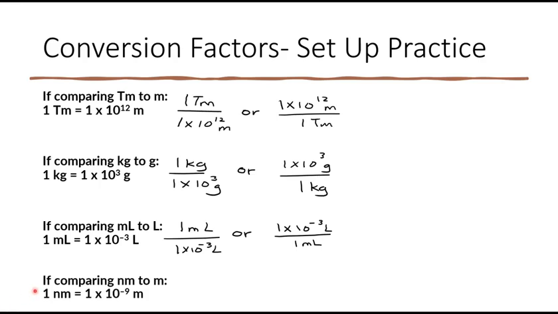Let's do one more. If we're comparing nanometers to meters, the relationship between the two is that 1 nanometer equals 1 times 10 to the negative 9 meters. We can put the 1 nanometer on top, the 1 times 10 to the negative 9 meters at the bottom, or we can flip it. We can put the 1 times 10 to the negative 9 meters on top and the 1 nanometer at the bottom. The one that we use depends on our given and our find information.